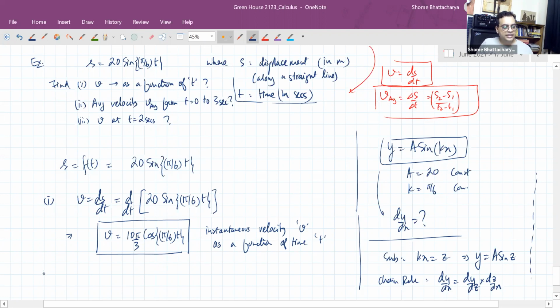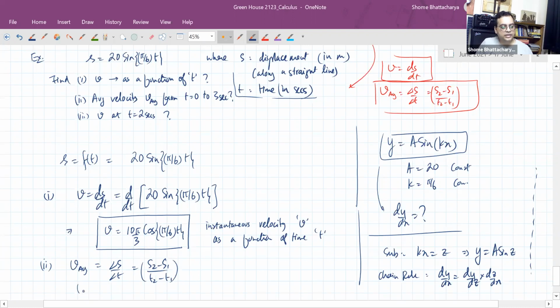Then the second part is nothing to do with differentiation. Second part is average velocity. Average velocity is delta S by delta T, so it is S2 minus S1 upon T2 minus T1. Now we are calculating the average velocity for which interval? 0 to 3 seconds.